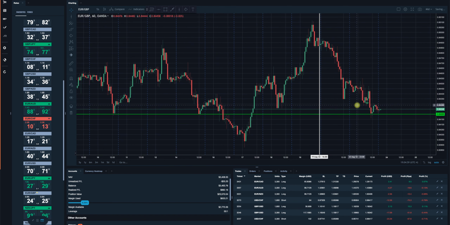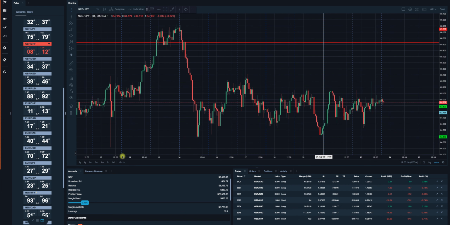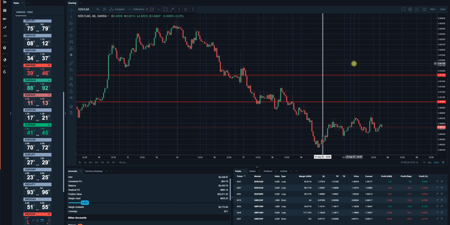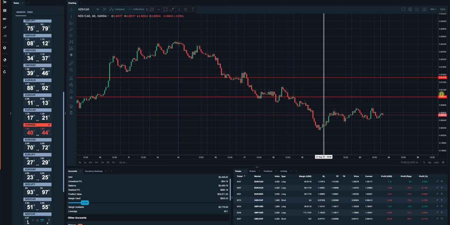Euro Pound, I don't remember what I had here. I exited here, and I'm thinking I was short and finally was in the money. I really can't remember right now. New Zealand Yen, nothing. New Zealand CAD in the middle of nowhere.